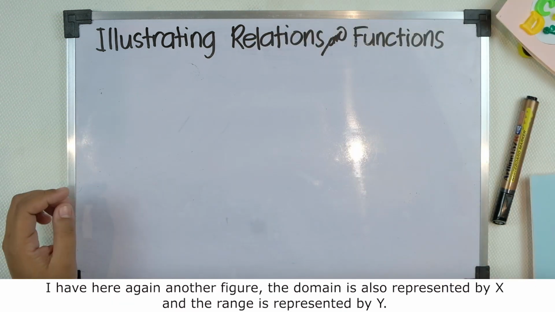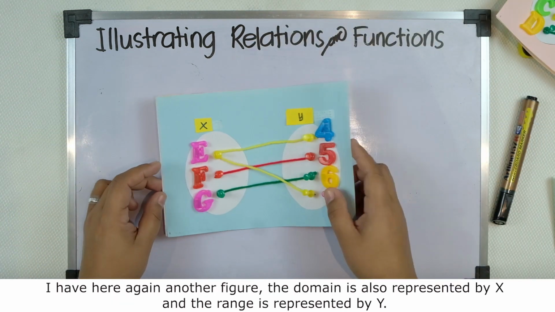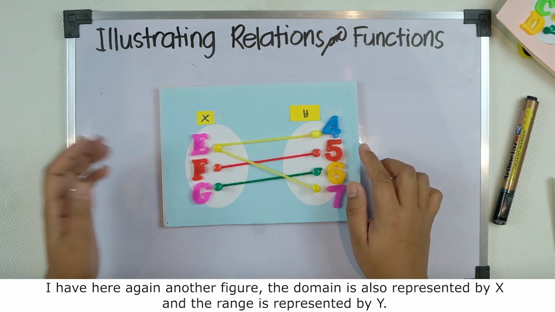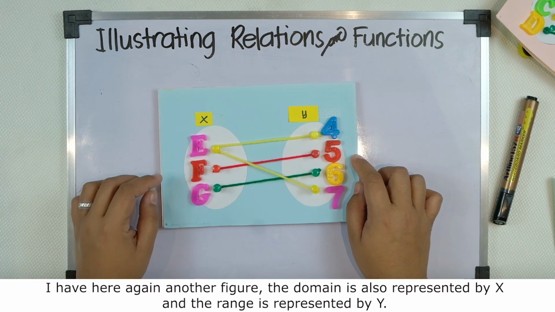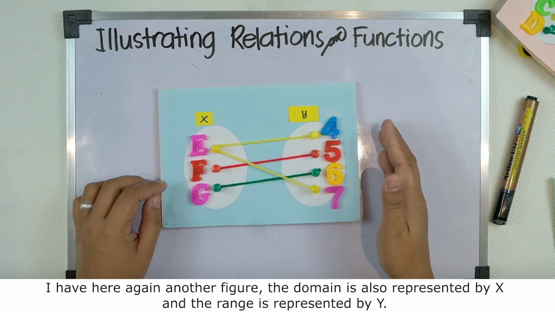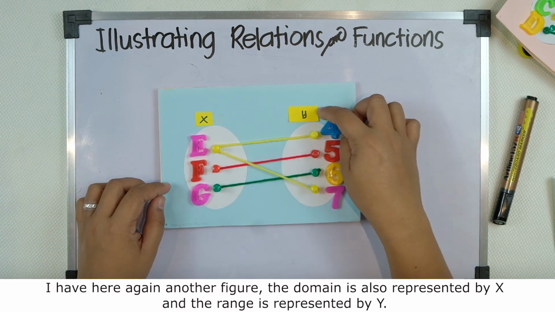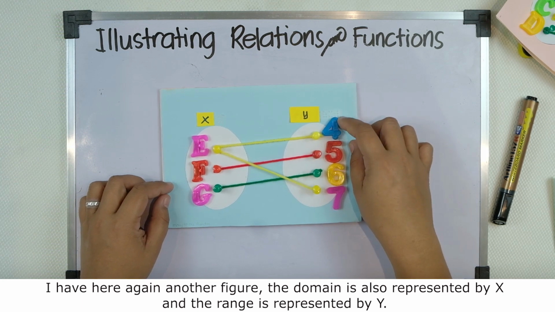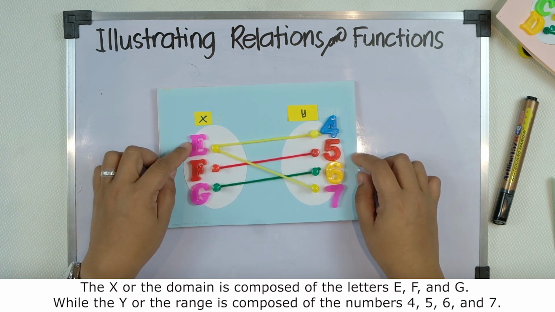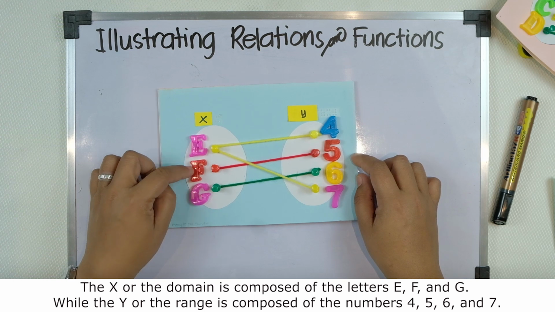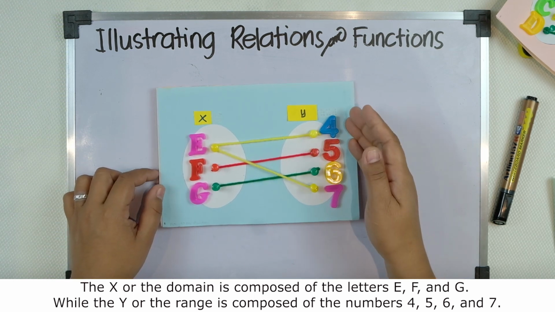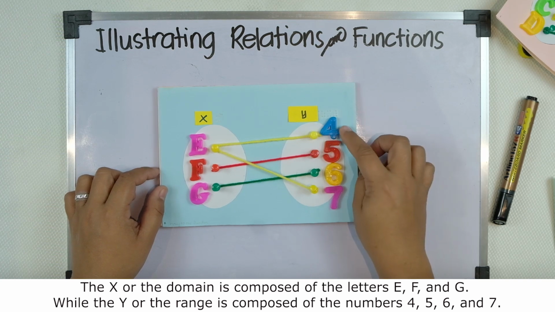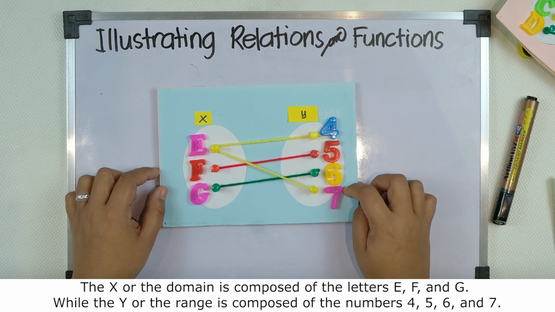I have here again another figure. So all the elements to the left are represented by the x, which is also the domain, and all the elements on the right are represented by the y or the range. For the x, we have here the letters E, F, and G. And for the y, we have here the numbers 4, 5, 6, and 7.